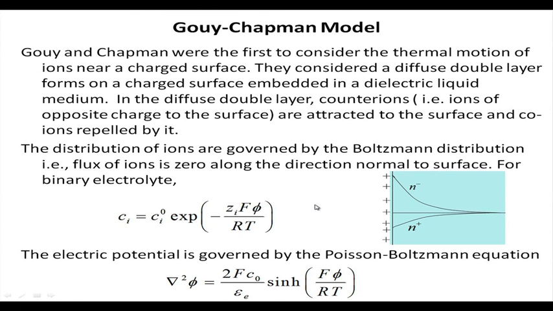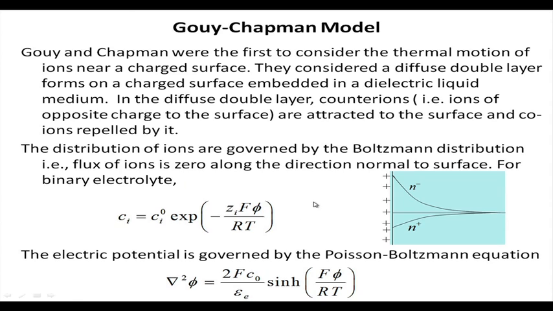In the diffuse double layer, the counter ions, here we refer to the ions of charge opposite to the surface, are attracted to the surface, and co-ions are repelled by the surface itself. The distribution of ions is governed by the Boltzmann distribution, that is, the flux of ions is 0 along the direction normal to the surface, for a binary electrolyte. So, this is the way one can describe the Guy-Chapman model.